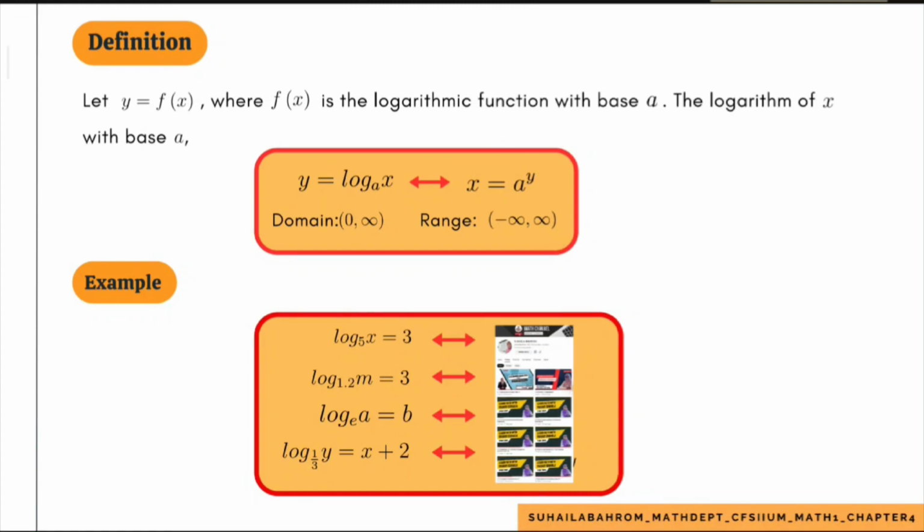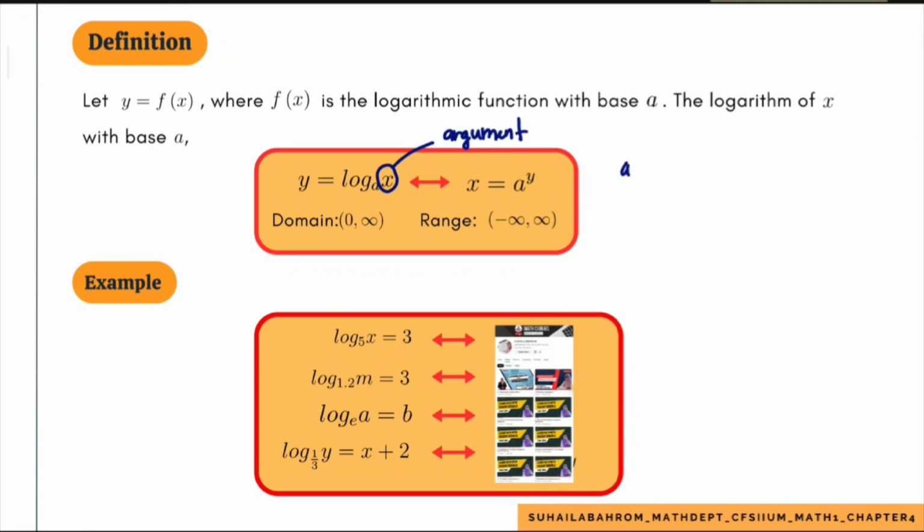Let y be equivalent to f(x), where f(x) is a logarithmic function with the base a. The logarithm of x with the base a can be written as y is equivalent to log x with the base a. And from this log term, we can rewrite it in terms of exponent as x is equivalent to a power of y. So in the logarithmic function, the x term here, we call that one the argument. So this x, we call it the argument.